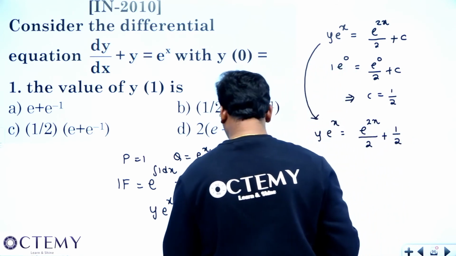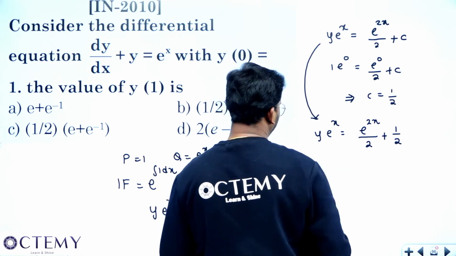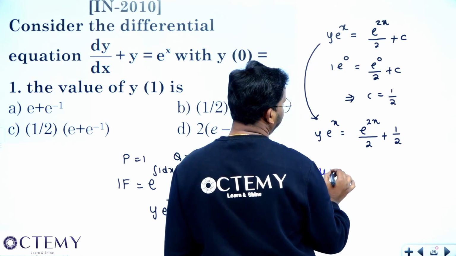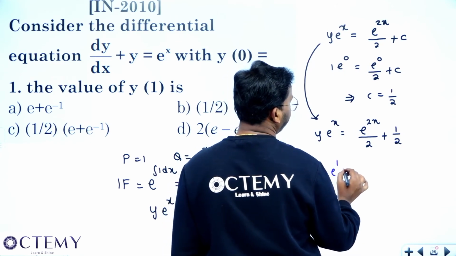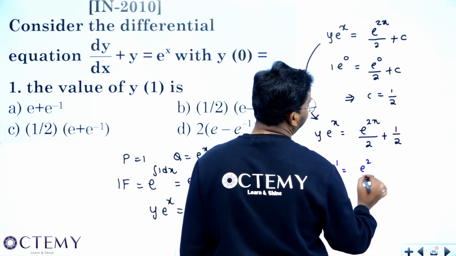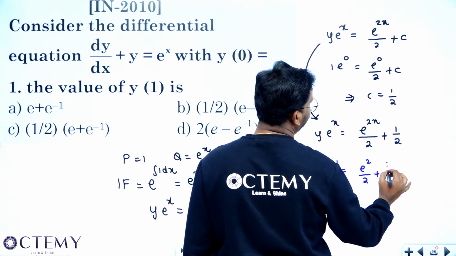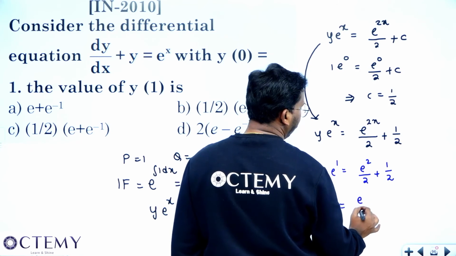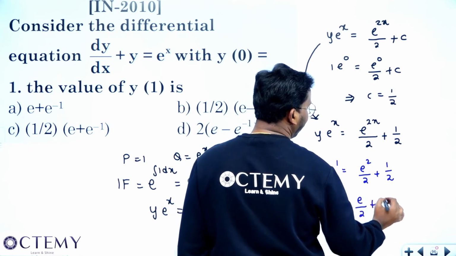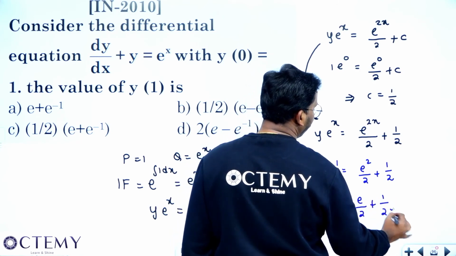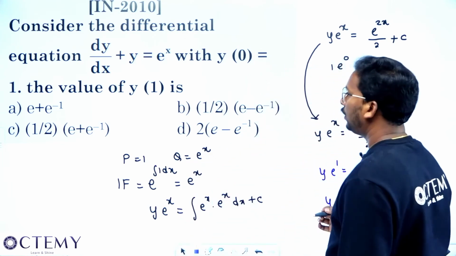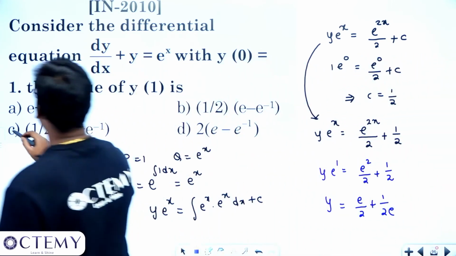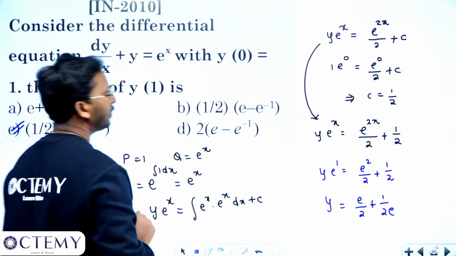This is the answer, sir. Now you want y of 1. That means when you put x equal to 1, what will happen? So y into e power 1 will be equal to e power 2 divided by 2 plus 1 by 2. So y will be equal to e by 2 plus 1 by 2 into e. So if you take 1 by 2 common, e plus e power minus 1. E plus e power minus 1 should be the right answer.